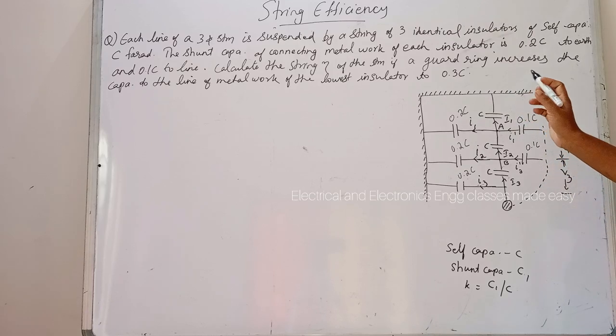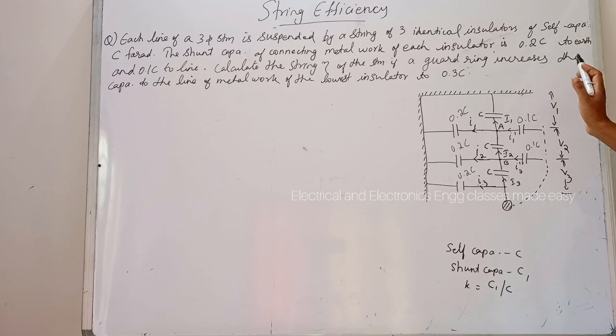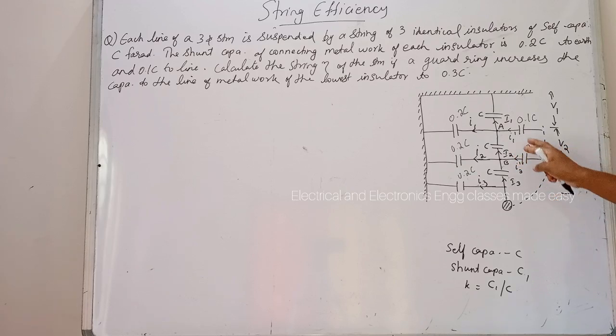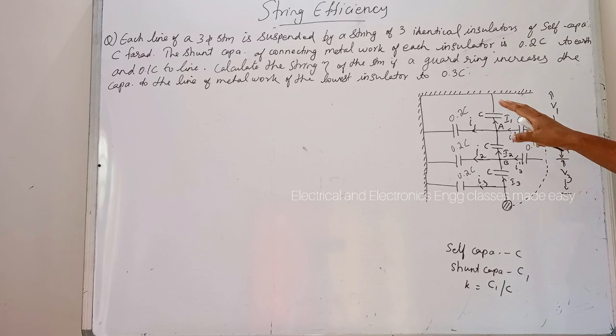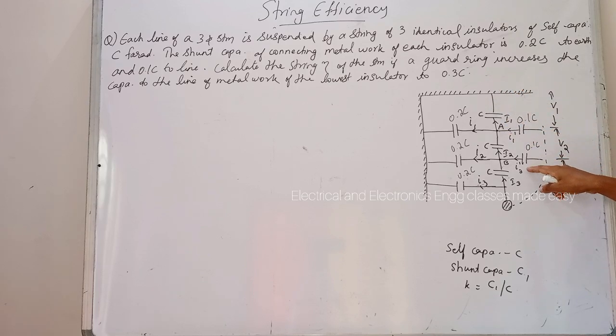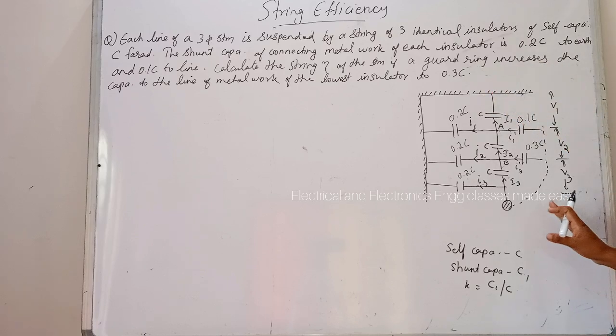And it is given a guard ring increases the capacitance to line of metalwork. So capacitance to line of metalwork means this capacitance of the lowest insulator to 0.3 C. So lowest insulator means this one. So it is increased to 0.3 C. Find the string efficiency. So here we have to find the string efficiency.